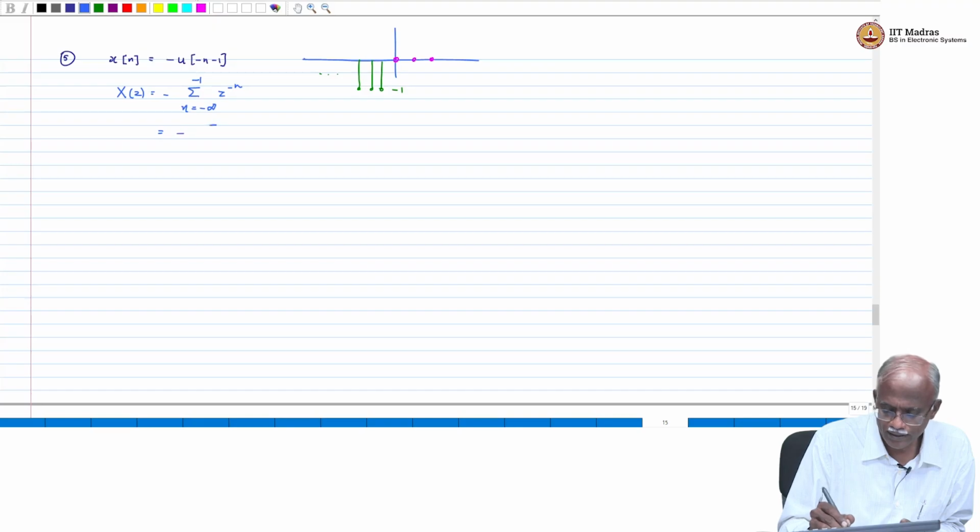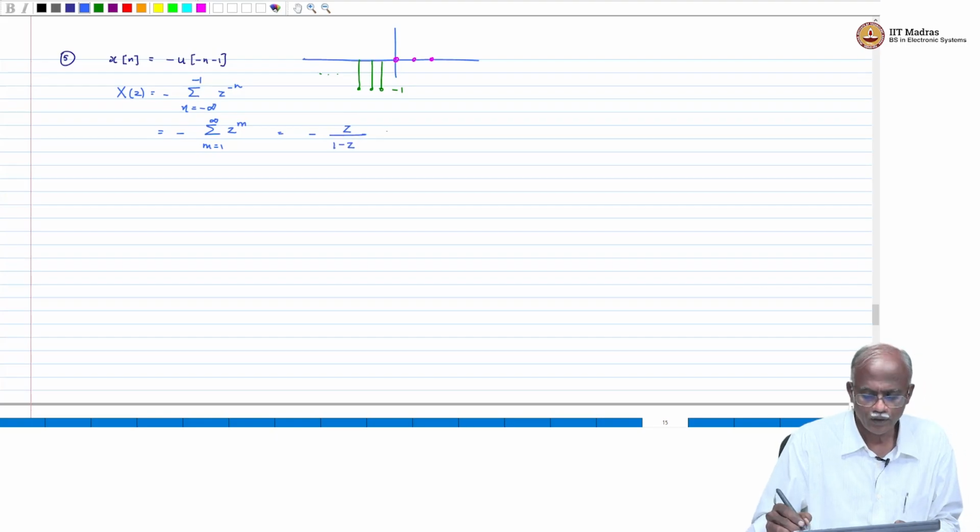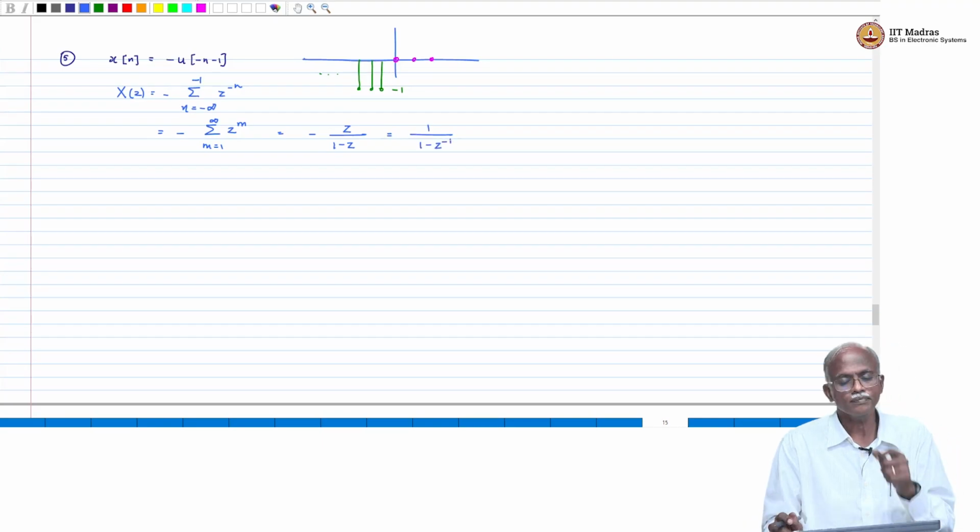So, this becomes minus summation m equal to 1 through infinity z raised to the power m. So, this can be written as minus z divided by 1 minus z. Can also simplify it as 1 over 1 minus z inverse.